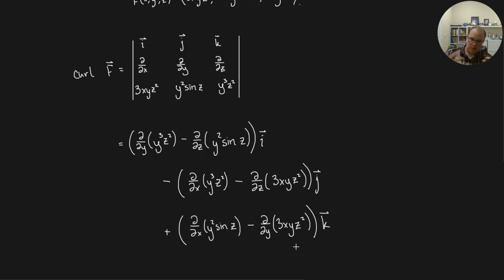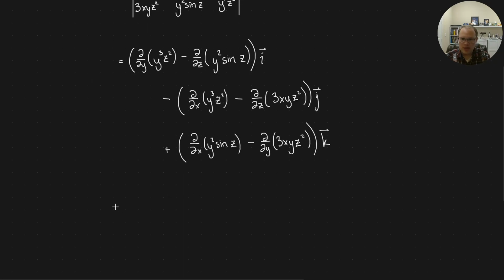Now that I've broken down the formula, let's evaluate it. So our first component here, our i component, partial derivative of this with respect to y, I get 3y squared z squared. And partial derivative of this with respect to z, I'd get y squared cosine z. Minus y squared cosine z, i.